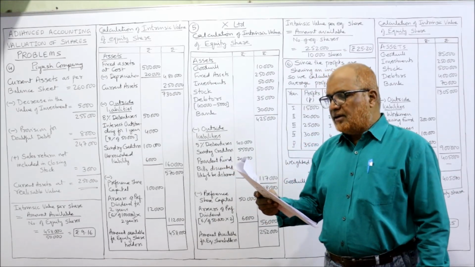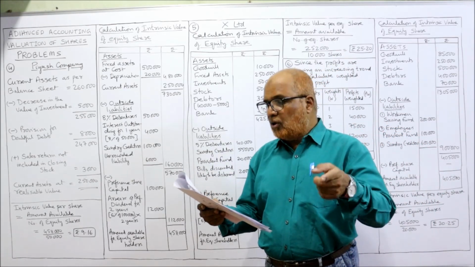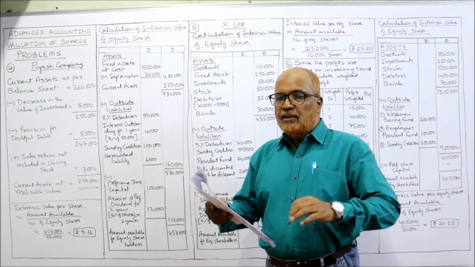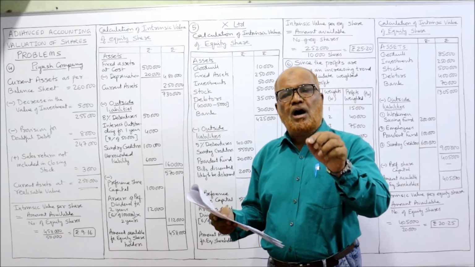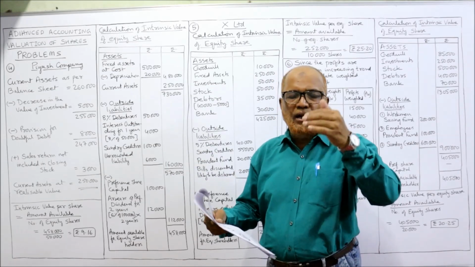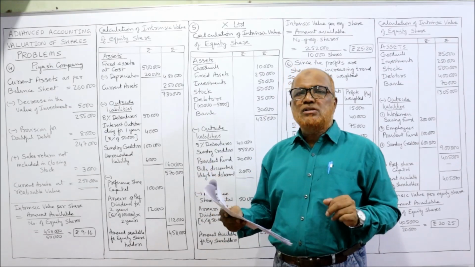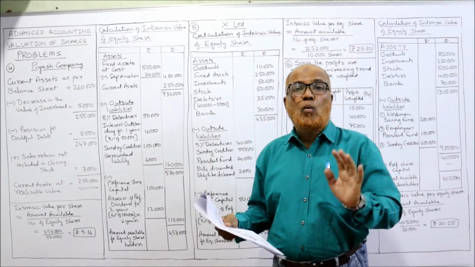Trade receivable, debtors, good debtors are 30,000, doubtful, not provided for 10,000, total 40,000. That means total debtors are 40,000, out of which 30,000 are very good, recoverable, 100% recoverable, no uncertainty. Whereas 10,000 are those debtors which are doubtful, but we have not provided.